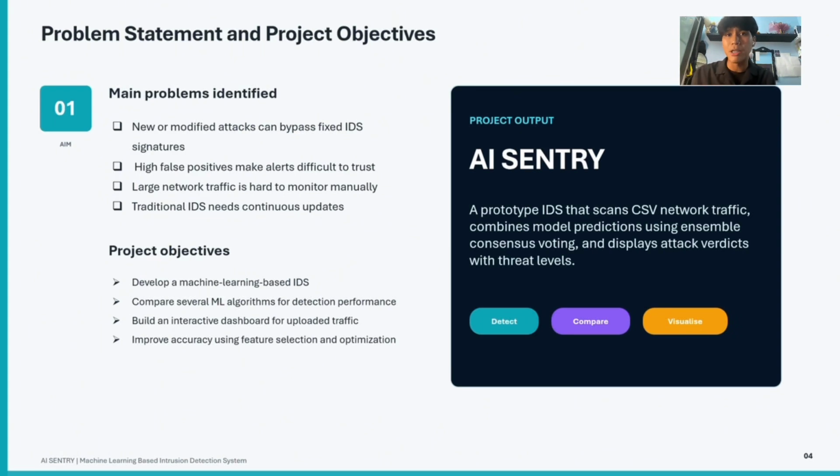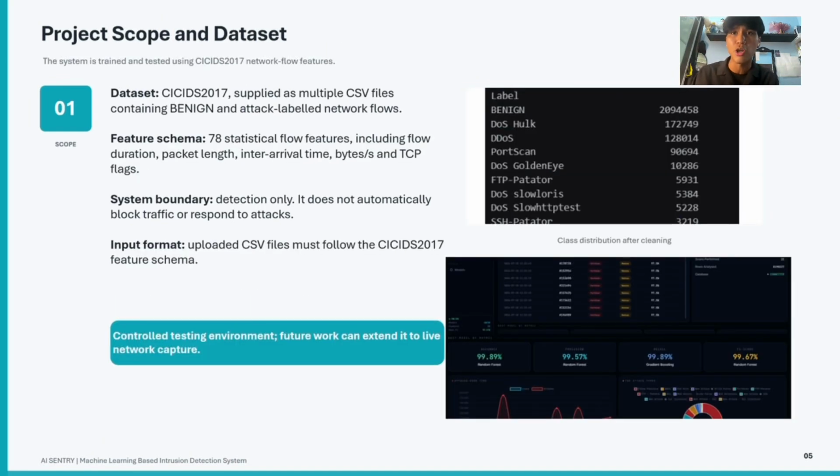Based on these problems, the first objective is to develop a machine learning based intrusion detection system. The second objective is to train and compare several machine learning algorithms. The third objective is to build an interactive dashboard for scanning uploaded traffic. And the final objective is to improve model performance using feature selection, scaling, and class balancing methods. Now we go through the project scope and the dataset.